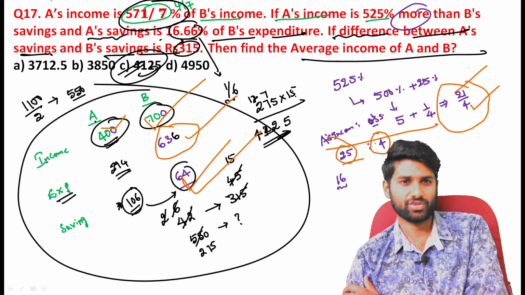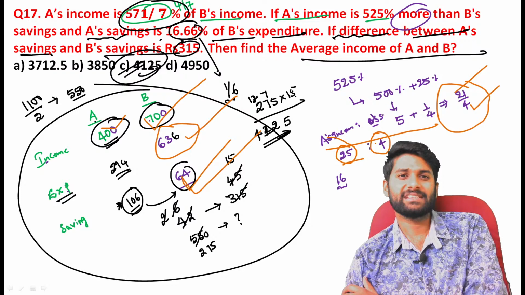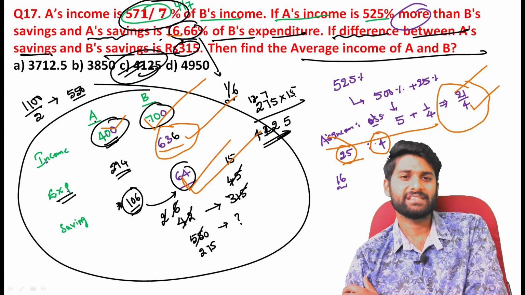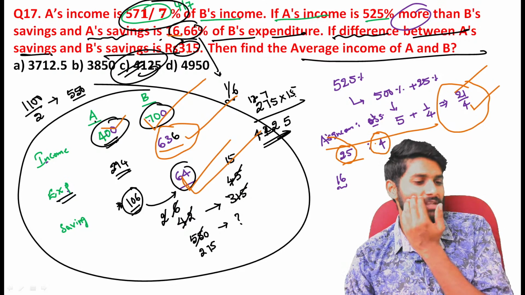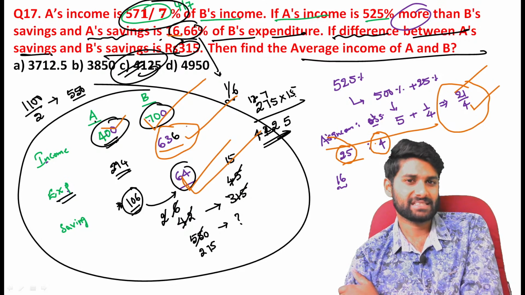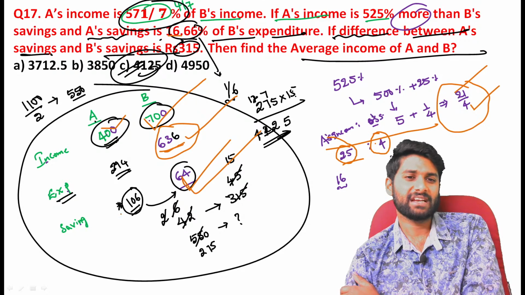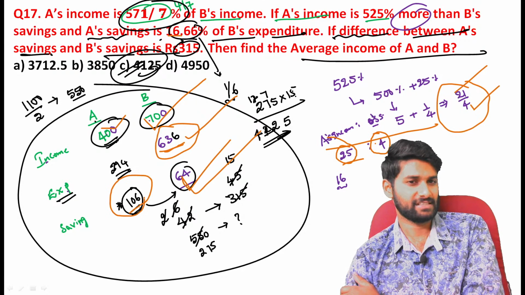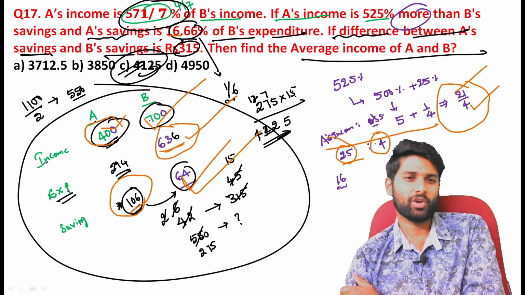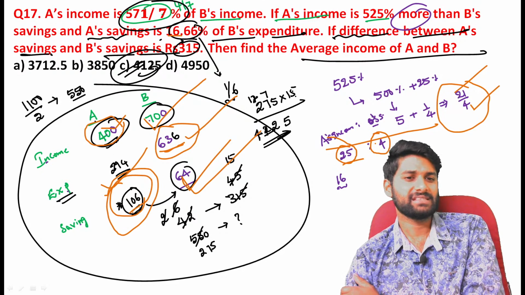Now you just continue the question. A's savings is 16.66 percentage of B's expenditure. What is B's expenditure? 636. 16.66 percentage value becomes 1 by 6. So 1 by 6 of 636, the value becomes 106. Now A's income is already assumed 400 units. A's savings you can get 106. Now the expenditure becomes income minus savings. Now the value becomes 294.